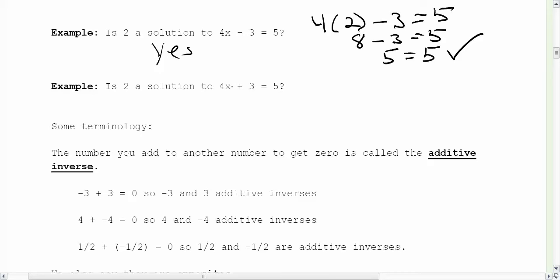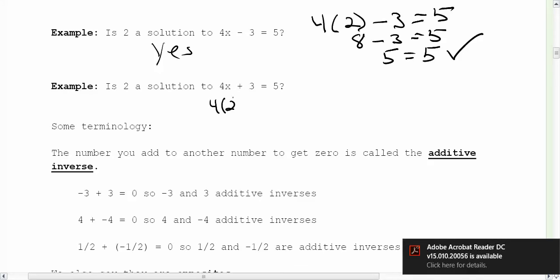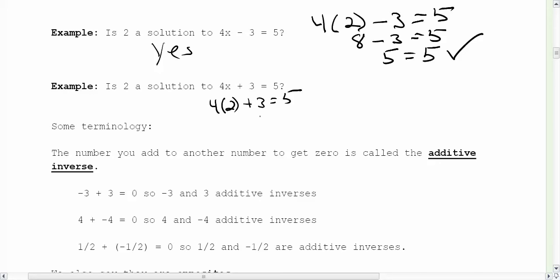Is 2 a solution to 4x plus 3 equal to 5? Again, substituting. 8 plus 3 is 11. 11 does not equal 5, so the answer here is no.